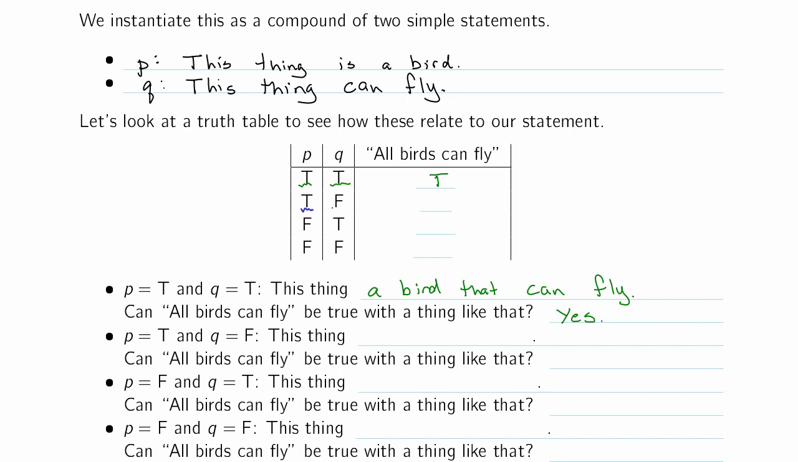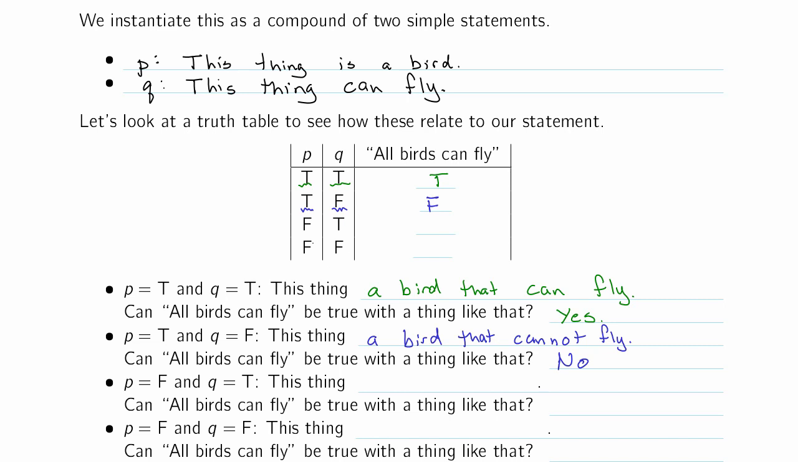If P is true and Q is false, P is true, we're looking at a bird. Q is false, it can't fly. We're looking at a bird that cannot fly. Well, if I'm holding in my hand a bird that cannot fly, then it's not the case that all birds can fly. Like this bird right here can't. So if we have an arbitrary thing that's a bird that can't fly, that means that all birds can fly is false.